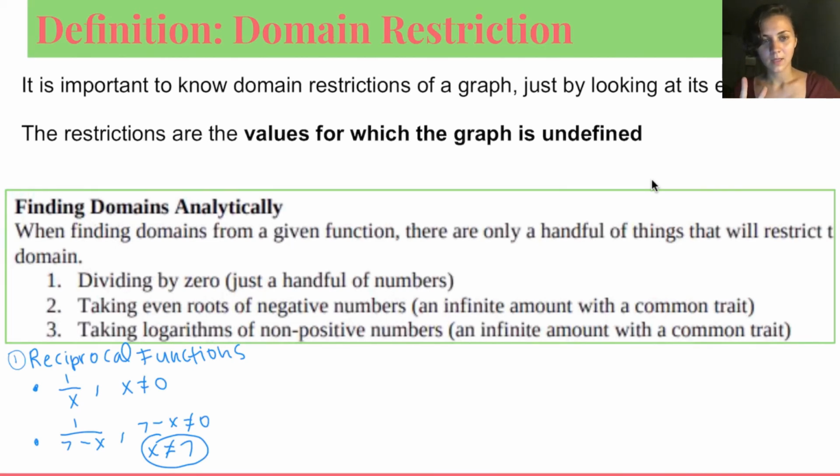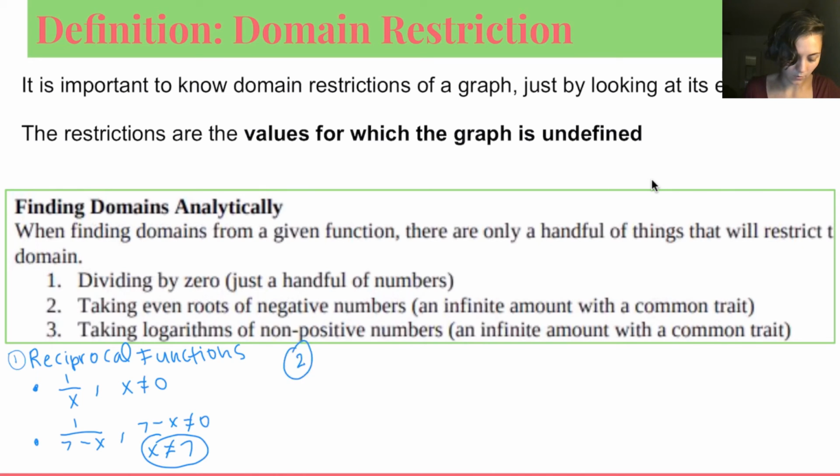Second rule, taking even roots of negative numbers. If you have a square root, you know that you're not allowed to take the square root of -4, for instance. The square root of -4 is an imaginary number. It's not a real number, and so that is not in the domain that we want to include.